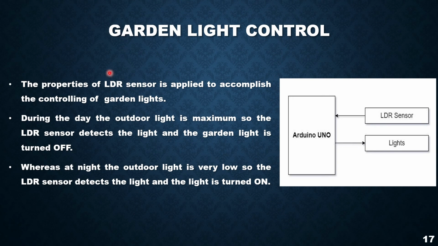And this is how we are using LDR to control the garden lights. We connected the LDR sensor and LEDs to the Arduino Uno board. The properties of the LDR sensor are applied to accomplish the controlling of garden lights. During the day, the outdoor light is maximum, so the LDR sensor detects the light and the garden light is turned off. Whereas at night time, the outdoor light is very low, so the LDR sensor detects the low light and the light is turned on.